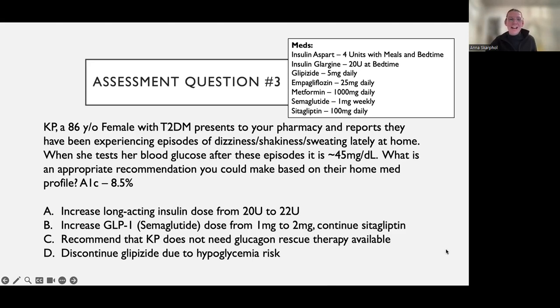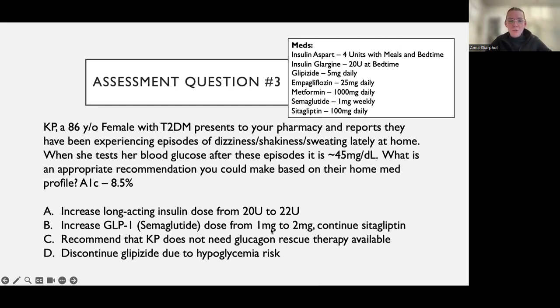The options that we have would be: A, increase long-acting insulin from 20 units to 22 units; B, increase semaglutide dose from 1 to 2 milligrams and continue sitagliptin; C, recommend that KP does not need glucagon rescue therapy available; and D, discontinue glipizide due to hypoglycemia risk. Right, I got a couple people sending me answers. D would be the correct answer, discontinue glipizide due to hypoglycemic risk.